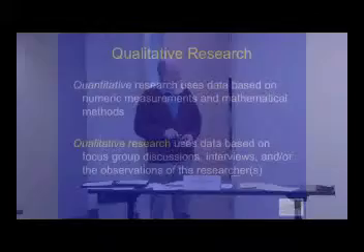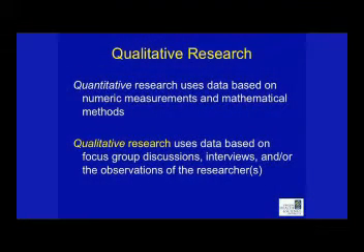So we've talked so far about quantitative research using data based on numeric measurements, mathematical methods. This is quantitative coming from quantity. It's these numbers. It's the 2x2 tables we talked about. I'm very briefly going to talk about another type of research that often complements quantitative research. It's called qualitative. And the root word here is quality. It doesn't mean quality necessarily as good or bad, but what's something about. And it uses data based on focus groups or interviews or just the observations of the researchers.